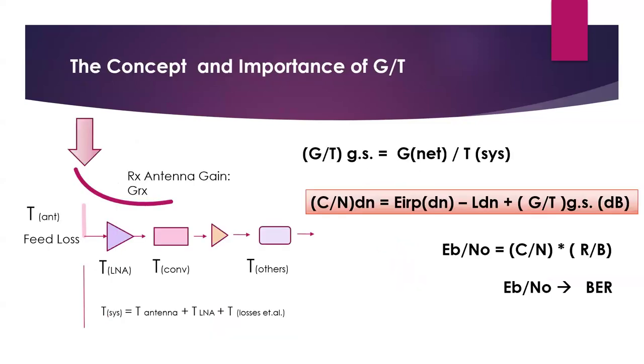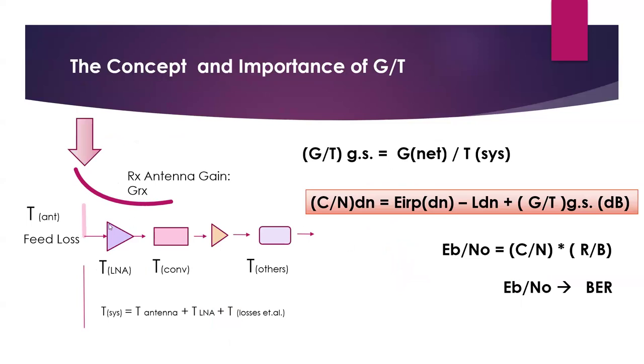And this other concept is also always involved in SATCOM. It's called the G over T, which is the ratio of receive antenna gain to system noise temperature. It combines the gain of the antenna and the overall noise temperature of the system.